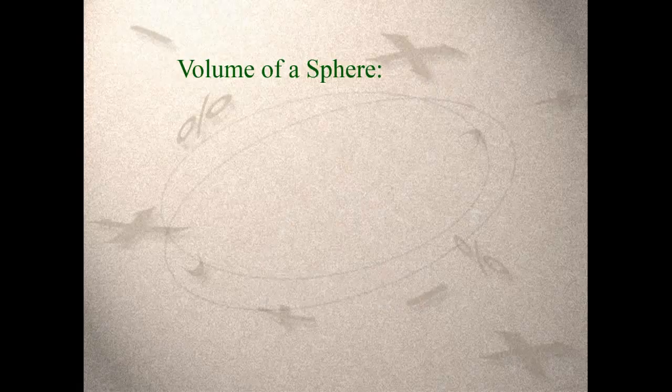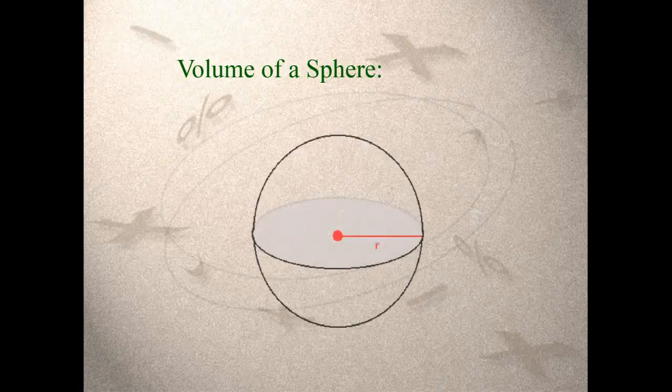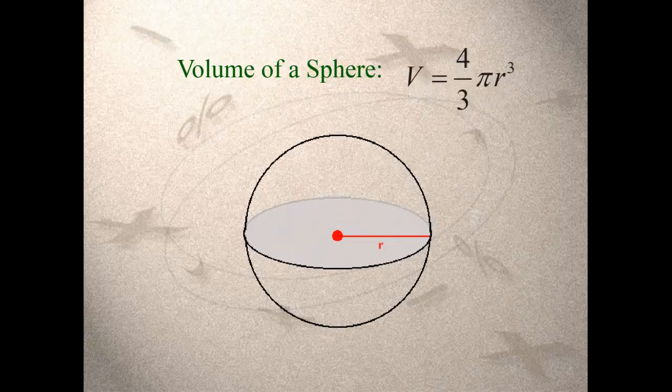Volume of a sphere. See, we have a radius, so we have V is equal to 4/3 pi r cubed. V is equal to 4/3 pi r cubed.